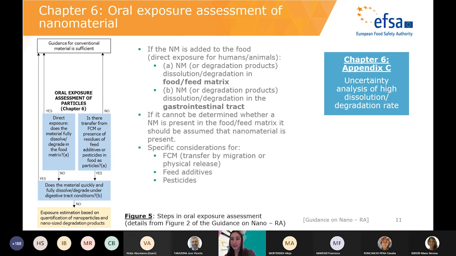Appendix C is linked to Chapter 6 and provides the rationale of the dissolution and degradation rate, to understand whether the material fully and quickly dissolves in the gastrointestinal tract, so if the conventional guidance is enough or the nano risk assessment guidance should be applied.